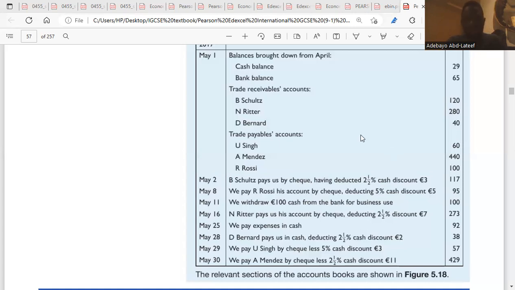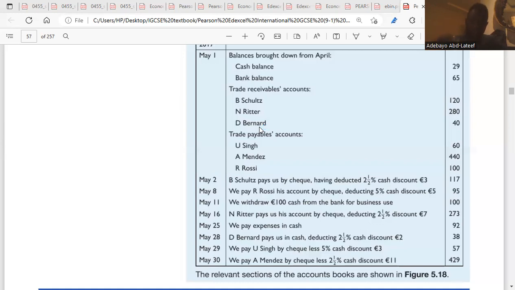Immediately, we have to open trade receivables for Bernard, who is the third trade receivable. So for Bernard's account, Bernard paid us by cash. Bernard is owing us 40 euros. On the debit side, we're going to have May 1 balance brought down 40 euros for Bernard's account. On the credit side, we're going to have cash for 38 euros and the discount of 2 euros to make the 40 euros. And that's done about trade receivables.